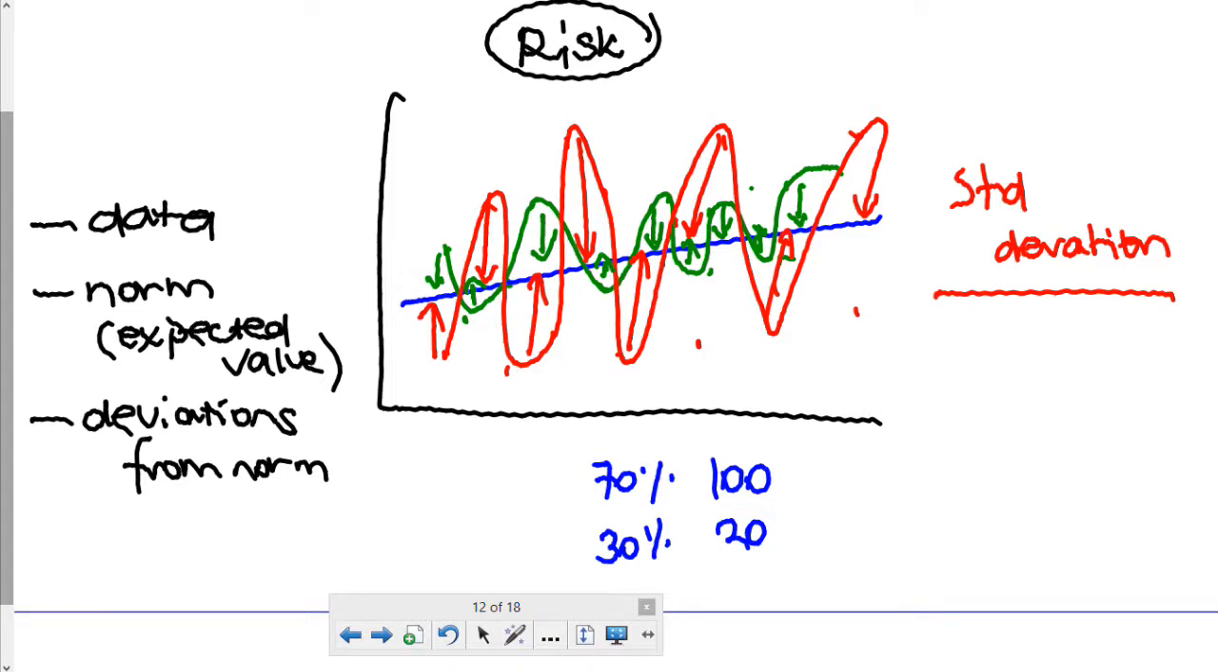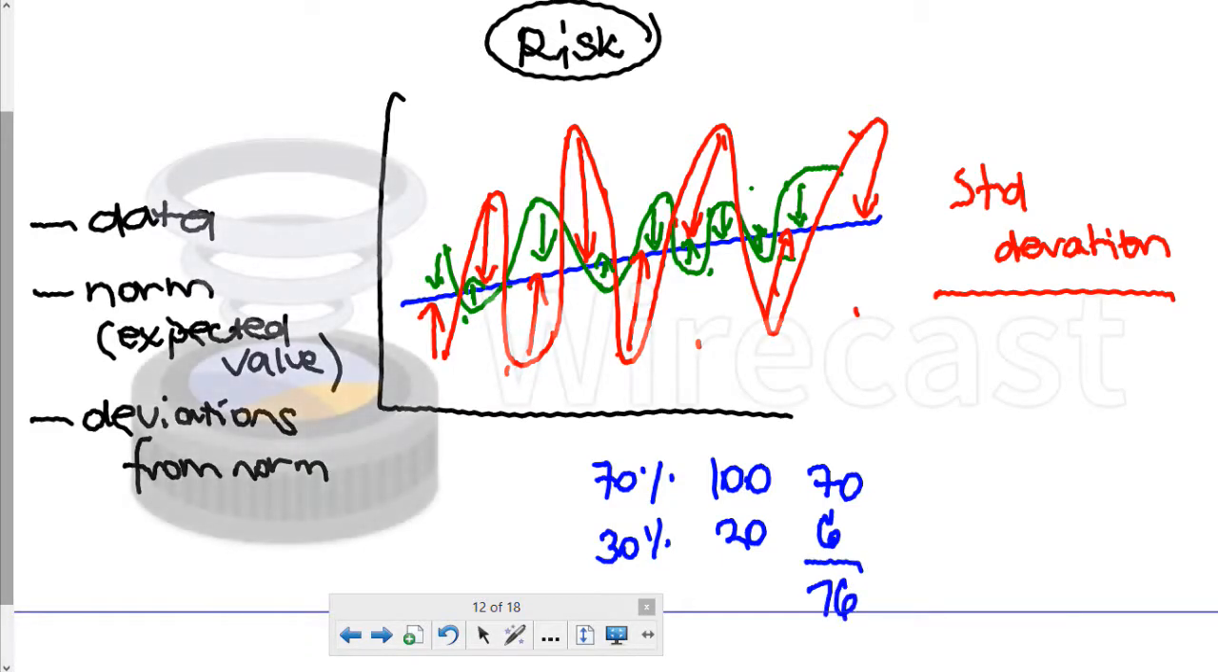If I work out my expected value, it is 70% times 100, which is 70, and 30% times 20, which is 6. So 76 is my expected value.